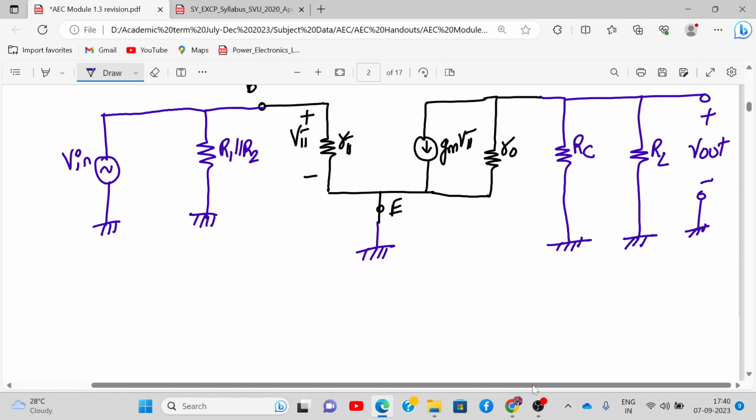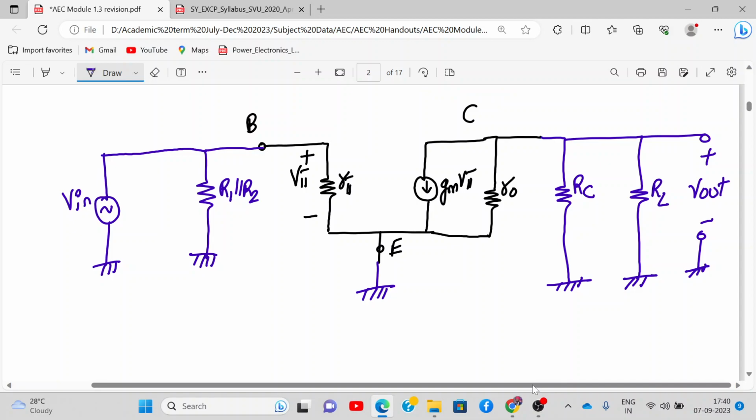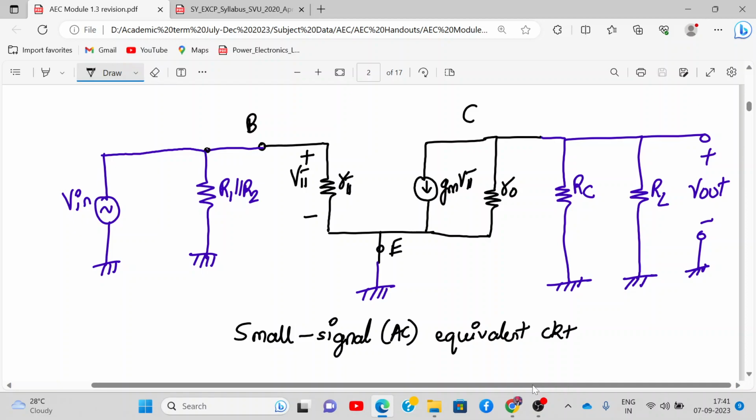So this circuit is called the small signal equivalent circuit. So let me write it. Small signal, in the syllabus it is written mid frequency, but it's fine. Small signal AC equivalent circuit. Okay, everyone has understood how to draw this. First, correctly drawing this, half of your job will be done. Everyone understood?